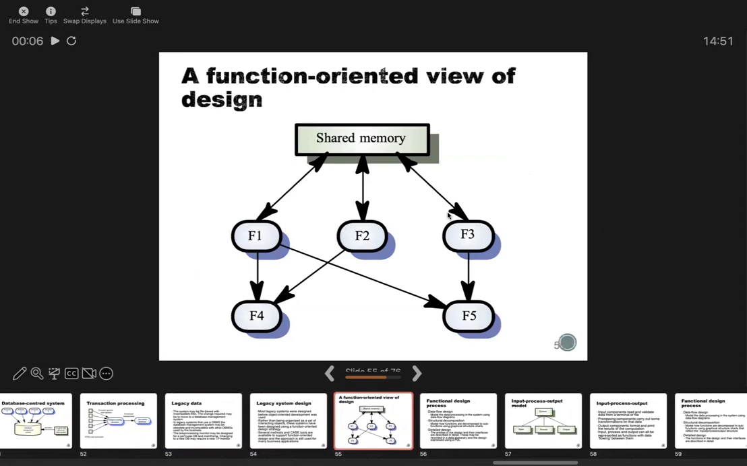So this is a functional oriented view of a design. In the functional oriented view, we can see that we have the structure as a set of interacting functions, function F1, F2, F5. These functions share or access the same data space, that is shared memory. So these are challenging.